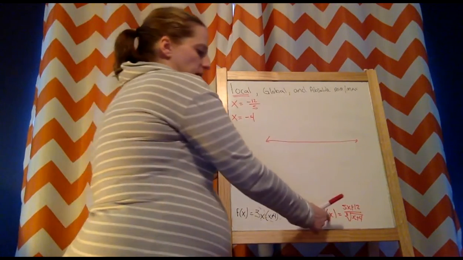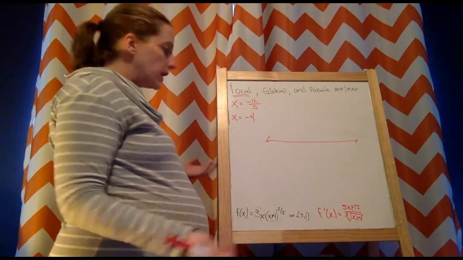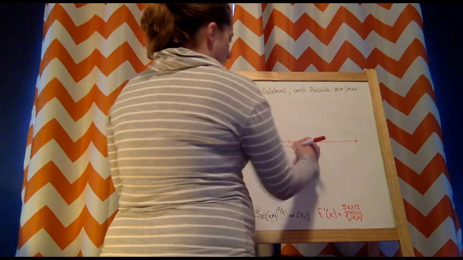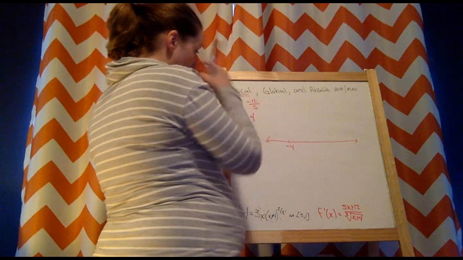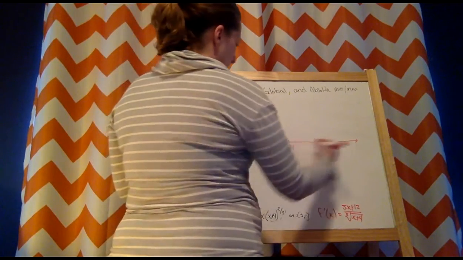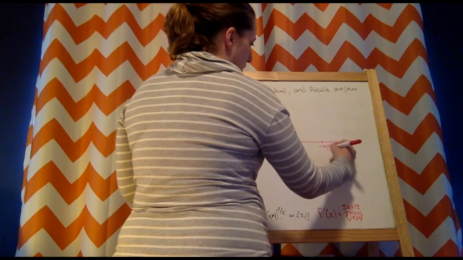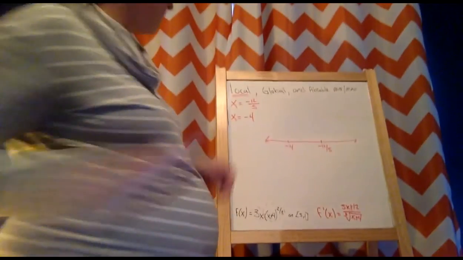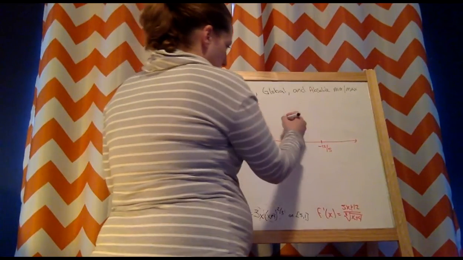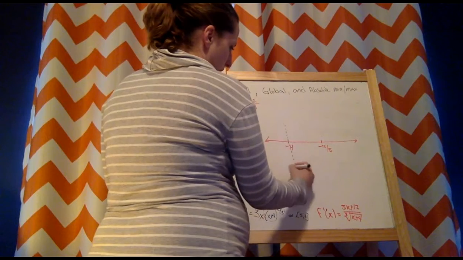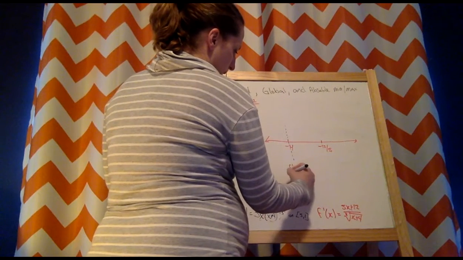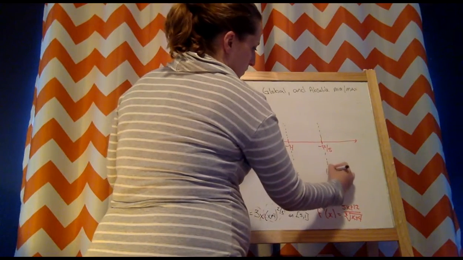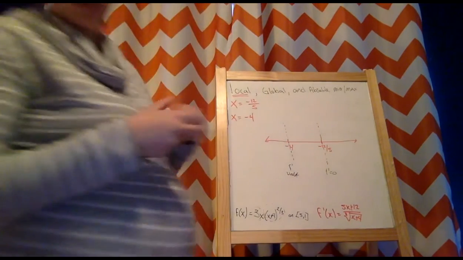Second derivative test would involve taking a derivative of that. We don't really want to find the second derivative, so let's just do our first derivative test. So I'm going to put in my critical values, -4 and -12/5. I like to remind myself what that means. So at -4, f prime was undefined. At -12/5, f prime was 0.